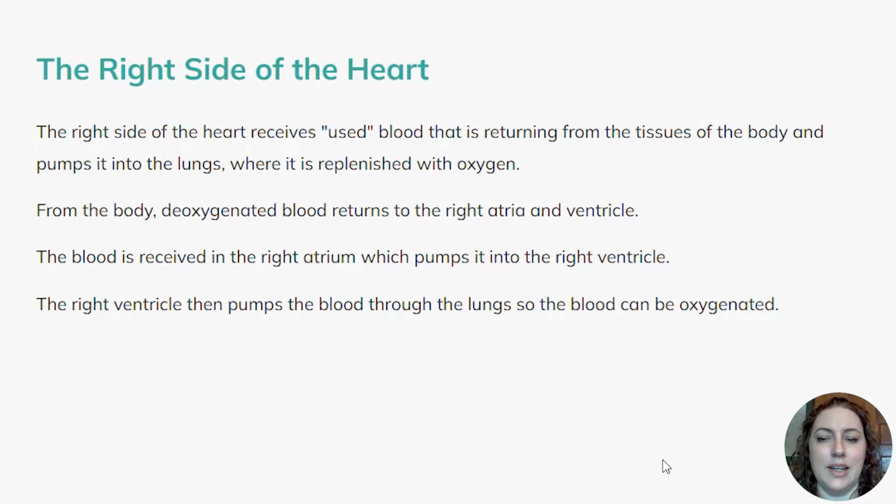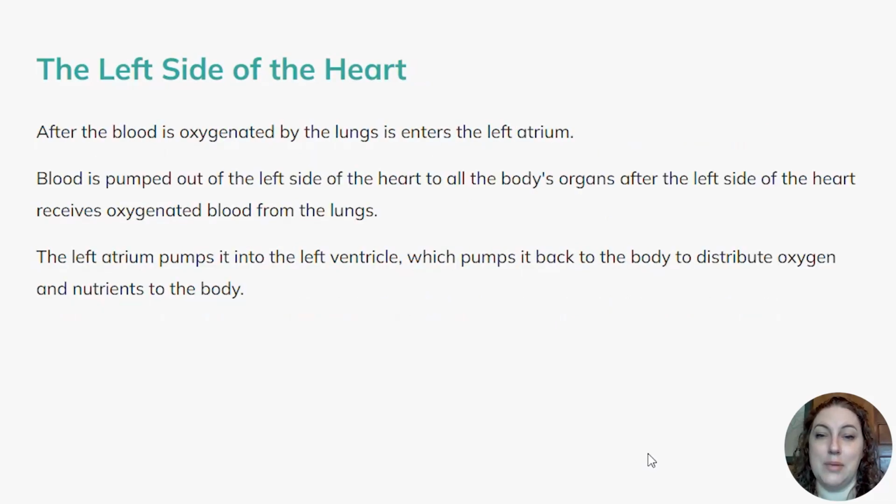From the body, deoxygenated blood returns to the right atrium and ventricle. The blood is received in the right atrium, which pumps it into the right ventricle. The right ventricle then pumps the blood through the lungs so the blood can be oxygenated. After the blood is oxygenated by the lungs, it enters the left atrium.